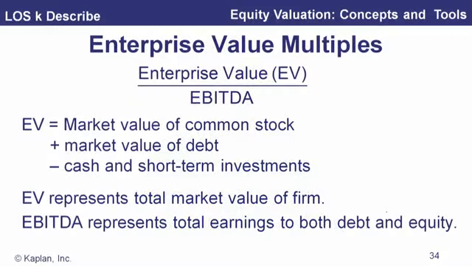But once they owned the whole firm, they'd get their hands on that cash and short-term investments. So their total cost of the acquisition will be what they paid for the stock, what they paid for the debt, minus the cash and short-term investments the company owns that they could lay claim to after the acquisition was complete. So that EV represents the total market value of the firm, and EBITDA is the total earnings to both debt and equity. Because remember, that's earnings before interest and taxes.